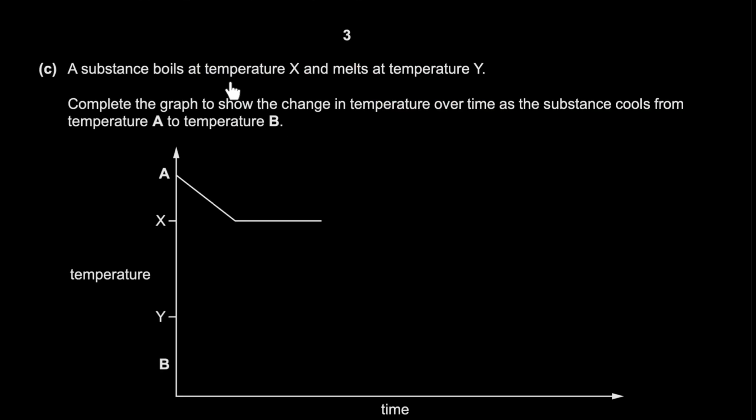A substance boils at temperature X and melts at temperature Y. Complete the graph to show the change in temperature over time as the substance cools from temperature A to temperature B. So A, it's a gas right now, it's cooling, temperature is falling, and now the gas is turning into a liquid. And it's flat because the change of state is taking place. And once that's done, it's going to fall even more. So let me make a dotted line just to highlight it.